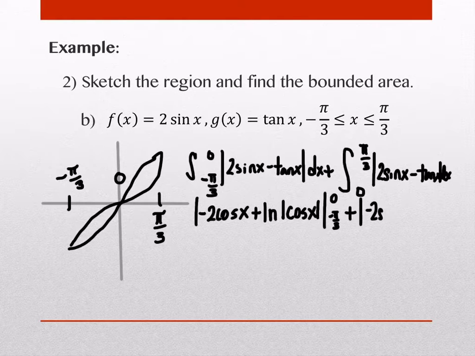So negative 2 cosine of x. And then for tangent, this was minus already, so this should have stayed minus. The eraser is really thick. And it's from pi thirds here down to 0.